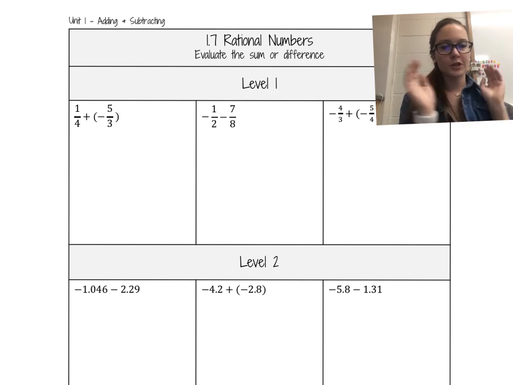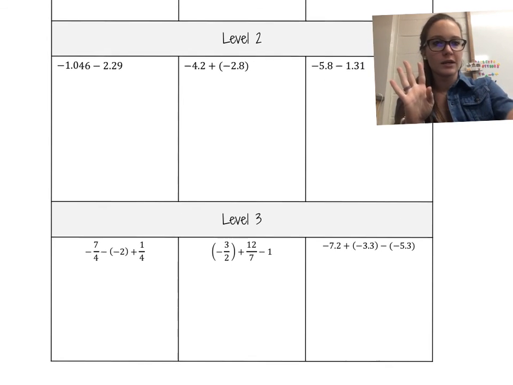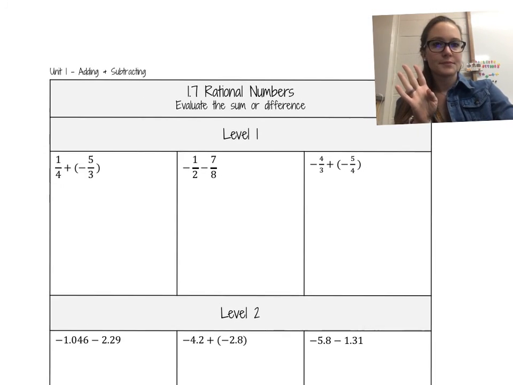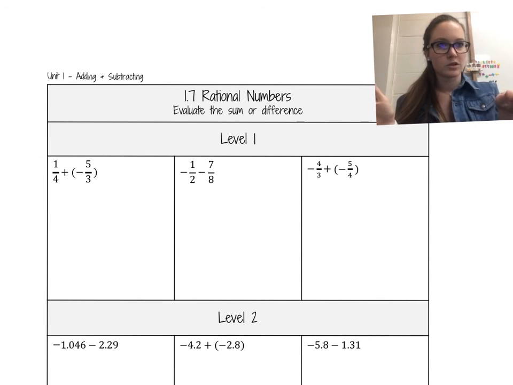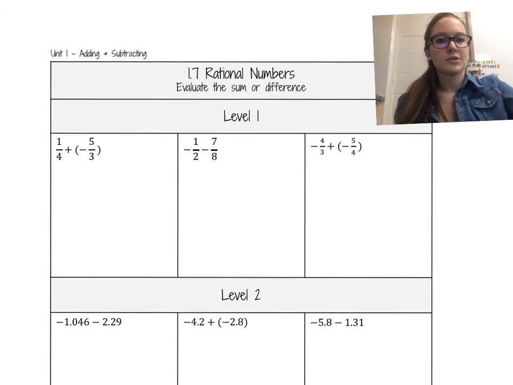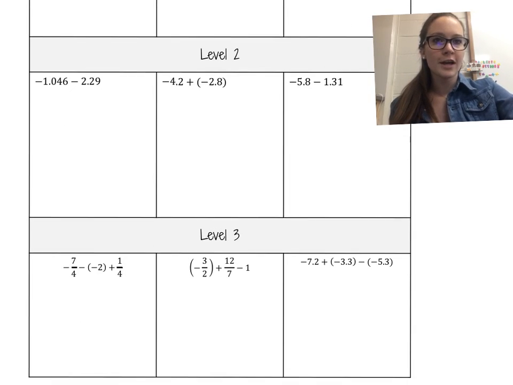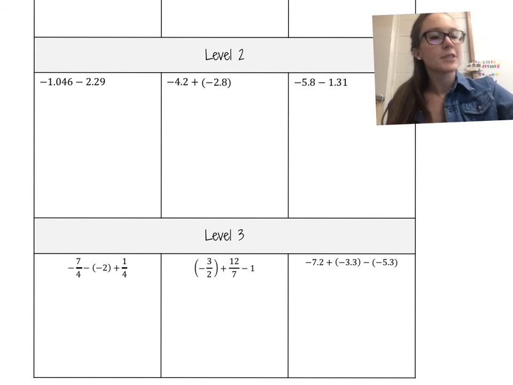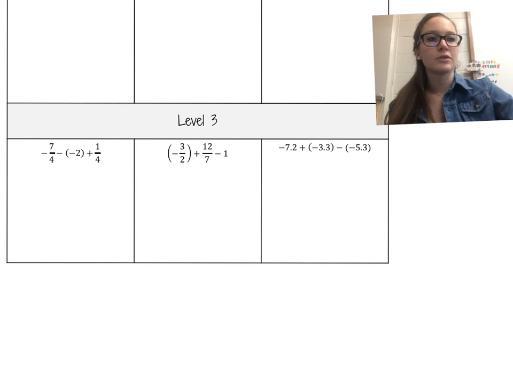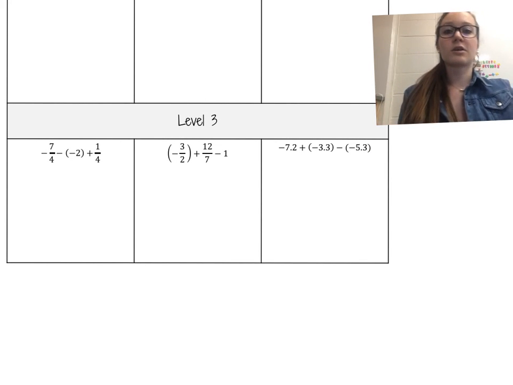So for your practice, you have 3 levels, okay? You have to do all the problems on the page. So you're going to find either the sum or the difference. The first level is fractions, second level is decimals, and then the third level is both, and there are multiple.